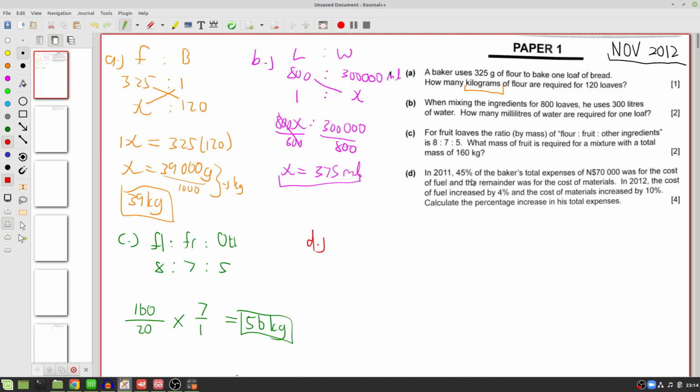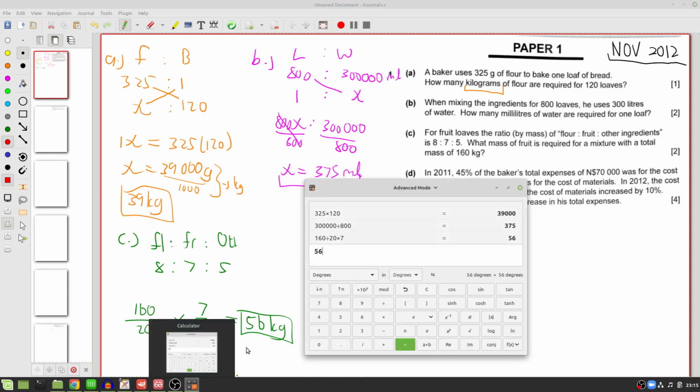Okay, so 45% of 70,000. So let's do 2011 first. In 2011, we had the fuel expenses, fuel, and we had cost of materials. I'm just going to call it COM for cost of materials. So fuel was 45% of 70,000. And the rest, either you can say 70,000 minus the fuel, or you could just say 55% of 70,000. I'm going to stick with the 70,000 minus the fuel because we're going to work that out anyway here.